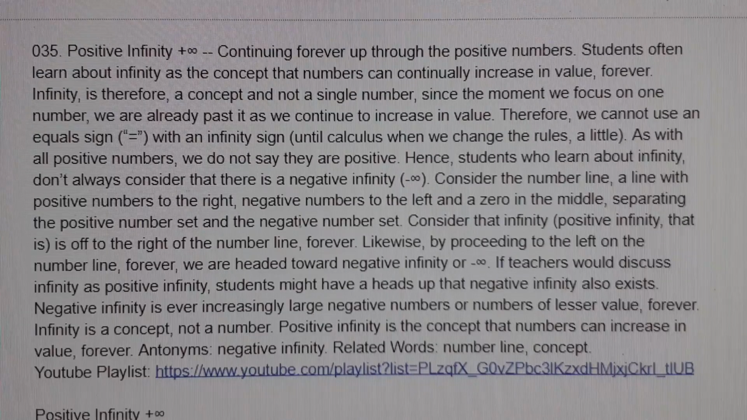Infinity is a concept, not a number. Positive infinity is the concept that numbers can increase in value forever. Antonyms: negative infinity. Related words: number line, concept.